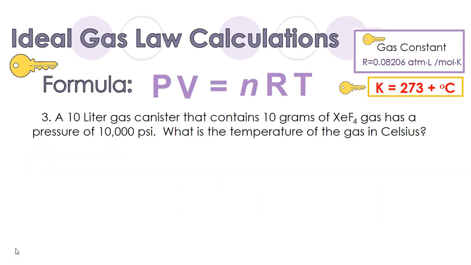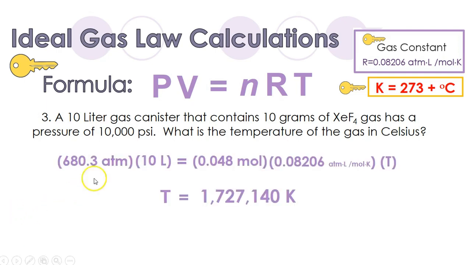Let's look at a third example. What I want you to do is please pause the video and then come back to see if you get these answers correct. In this problem, it's giving you liters, it's giving you PSI, which you need to change to atm, it's giving you 10 grams of XeF4, which you need to use molar mass to convert into moles. We have the gas constant and we're calculating for our temperature. When we're doing this, we can see that we have this really huge number as our temperature. So hopefully you got this answer correct. If you wanted to change this answer to degrees Celsius, all you would need to do is subtract 273.